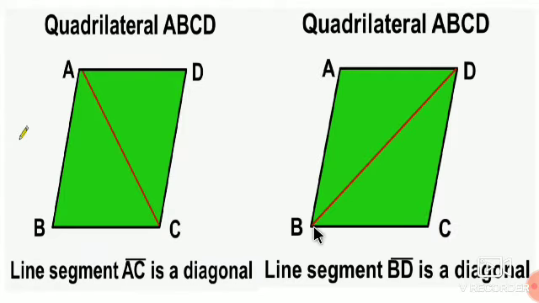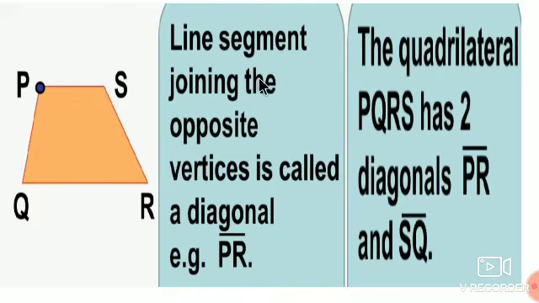And if we join the opposite vertices of the angles B and D, we will get another diagonal BD. So you can write diagonal AC and diagonal BD. Each quadrilateral has two diagonals, AC and BD, like this. Understood? A line segment joining the opposite vertices is called a diagonal, and the quadrilateral PQRS has two diagonals, segment PR and segment SQ.